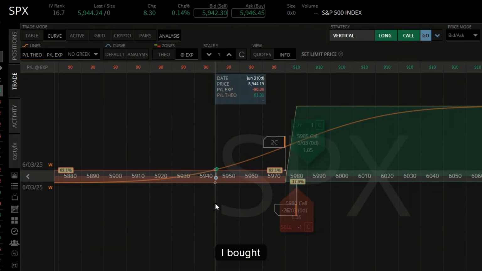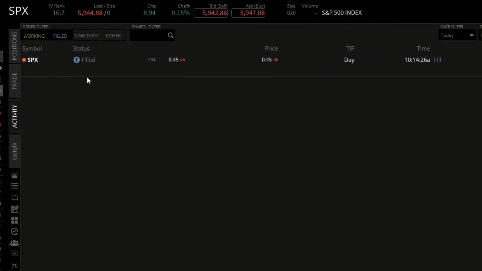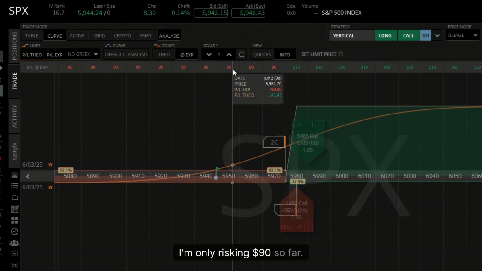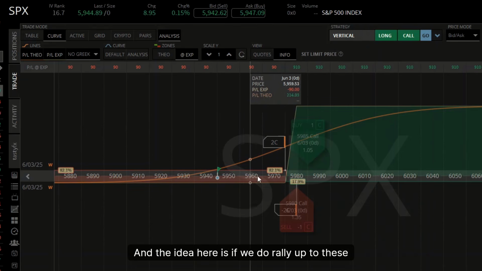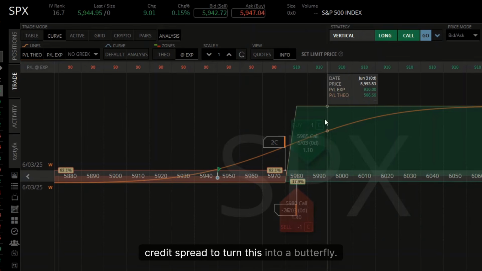So first of all, I bought two out of the money 0DTE call spreads. If we look at the activity, I bought them for 45 cents each. SPX is trading at 59.40 and change, and I bought the 59.75, 59.80. It's a little bit easier to see over here. So with two contracts, I'm only risking $90 so far. And the idea here is if we do rally up to these strikes, I could sell an offsetting call credit spread to turn this into a butterfly.